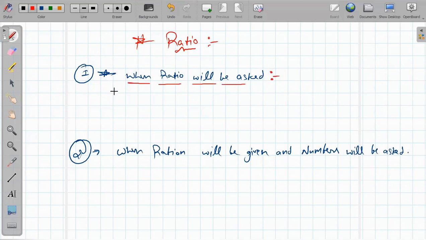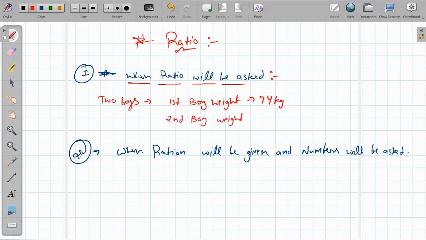For example, if I say there are two boys, the weight of the first boy is, let's say, 74 kg. Get it? And the weight of the second boy is 68 kg. So they will just simply ask you to find the ratio. So what will be the ratio?